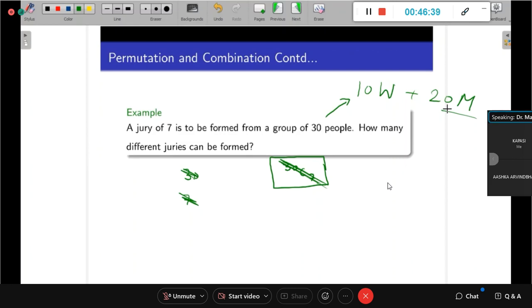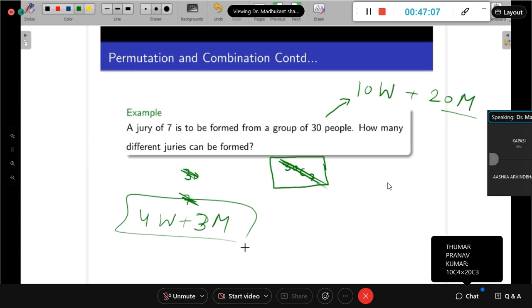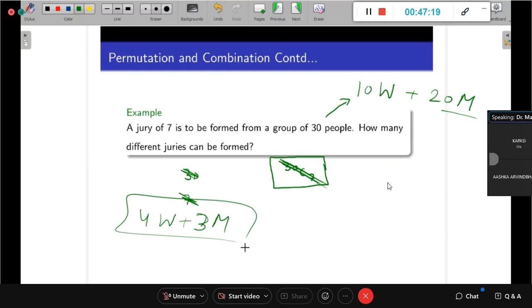Now suppose I add the condition, out of 10 women and 20 men, 4 women and 3 men. Then what will be the answer? Can you guess? A jury of 7 members is to be formed, and let's take the condition that out of 7 members, 4 are women and 3 are men.